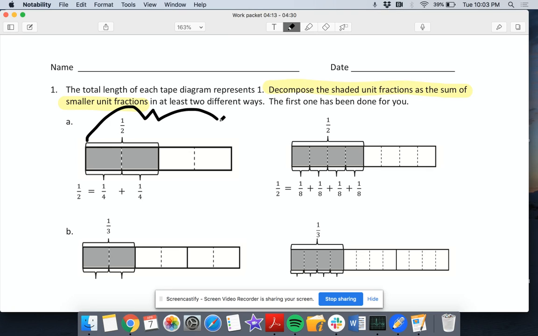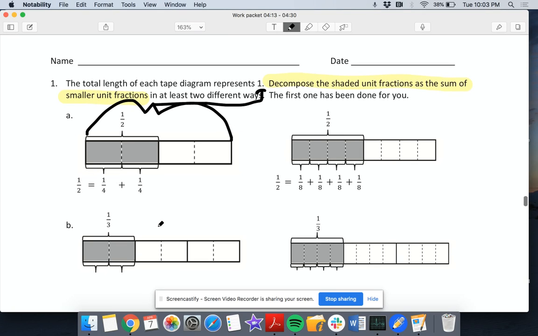So right off the bat, they're telling us that the total length of each tape diagram is equal to 1. Okay, so this entire piece is equal to 1. And they also already gave us our unit fraction. They gave us our unit fraction of 1/2. How do they do that? Well, we have 2 equal boxes, right? For now, you could ignore this dashed line in the middle, okay? We'll get to that in a second. But our unit fraction would be 1/2, because originally there were 2 equal boxes.